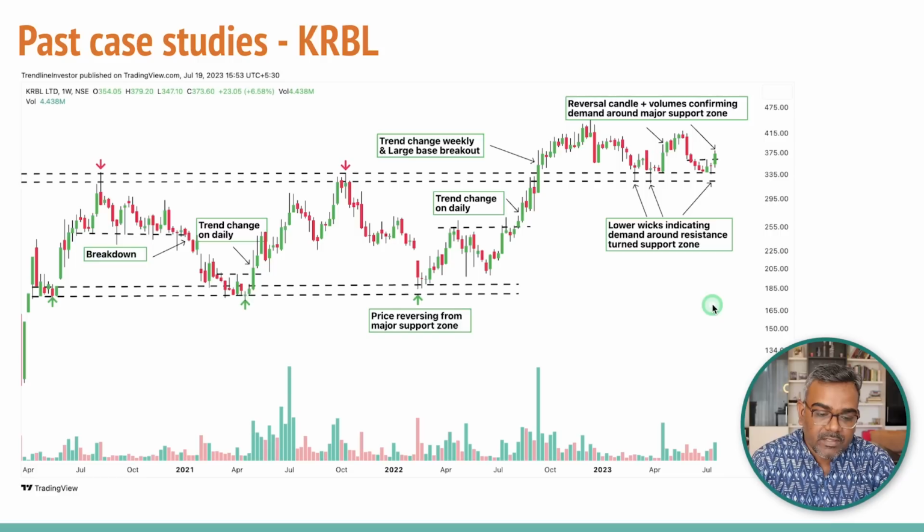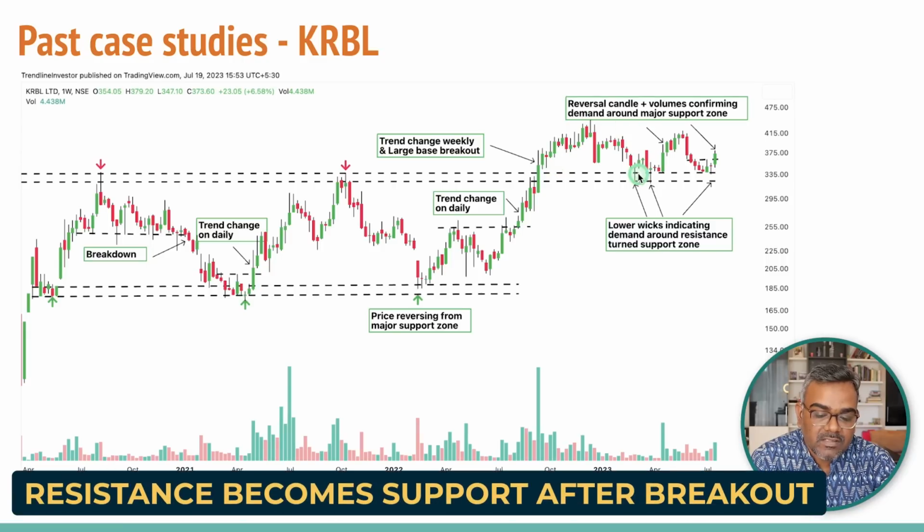So let's move on to the next example here, KRBL. I tweeted about this sometime this week: KRBL reversed multiple times. The first reversal was here, it came down, and then we reversed upside. Now there was a breakout, and then this is a support zone, right? In technical analysis, whenever a price comes back, this is the resistance zone, and once we break out and the price comes and retests this zone, this is called a support zone, right?